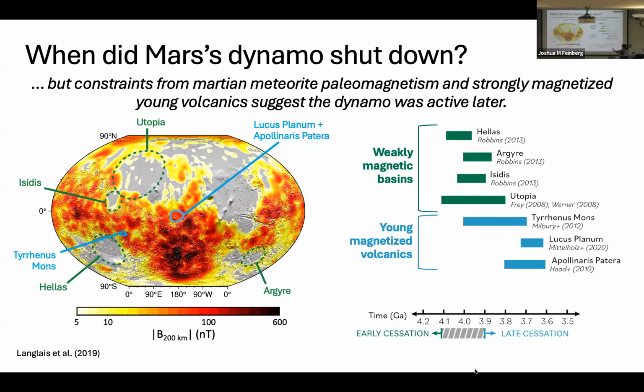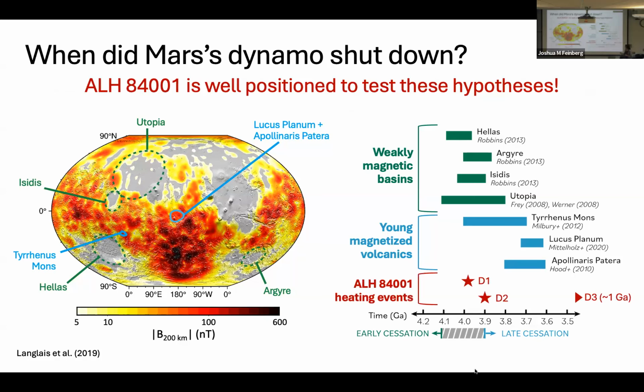And so this is the alternative hypothesis of a later dynamo, just late, like 3.9 Ga. If we add onto this plot the different impact or heating events in the history of ALH 84001, it ends up being very perfectly positioned to distinguish between these hypotheses. We can look directly for evidence of an active dynamo field on Mars, which is very convenient.